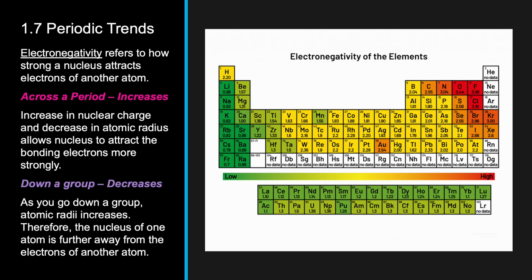And then as you move down a group, electronegativity is going to decrease. That's because atoms are getting bigger, so the nucleus is farther away from those bonding electrons, which means the pull is not as strong.